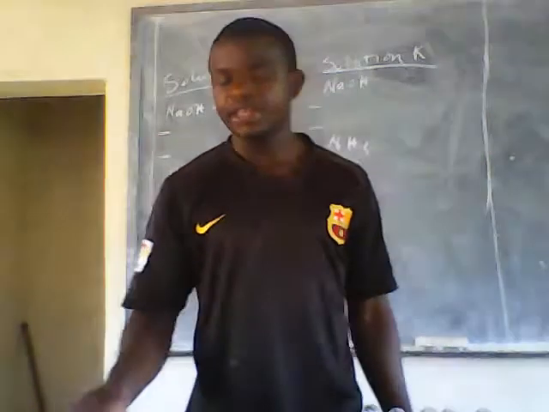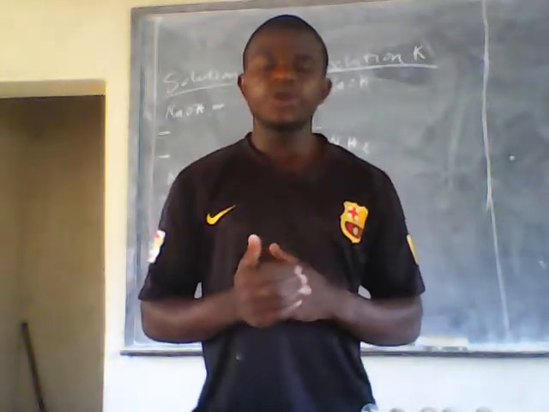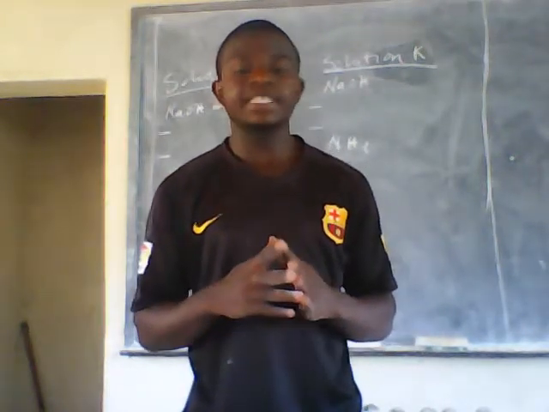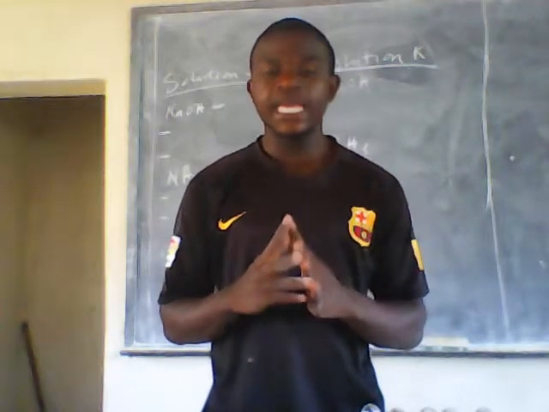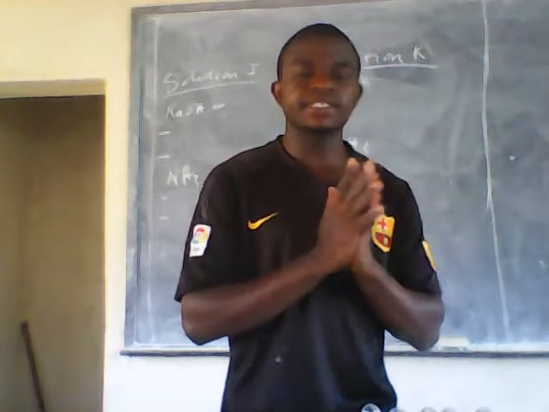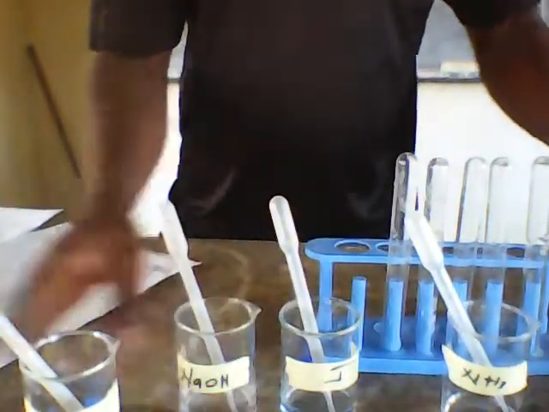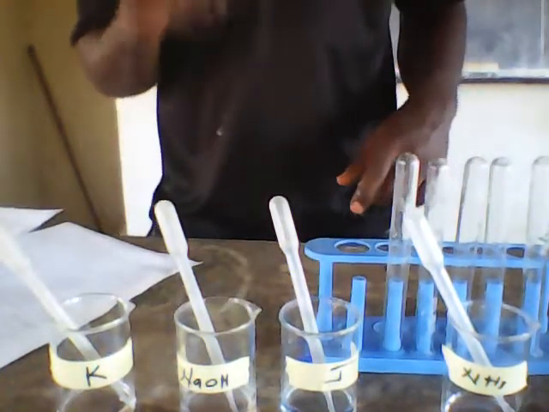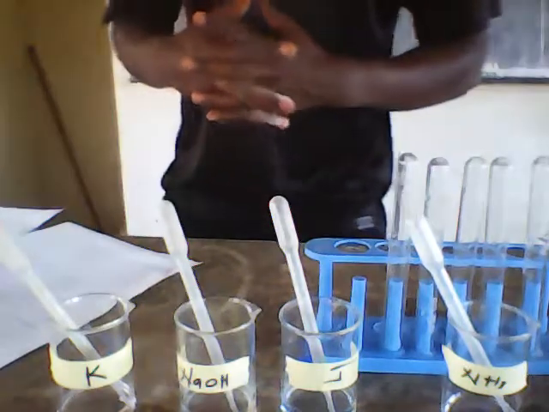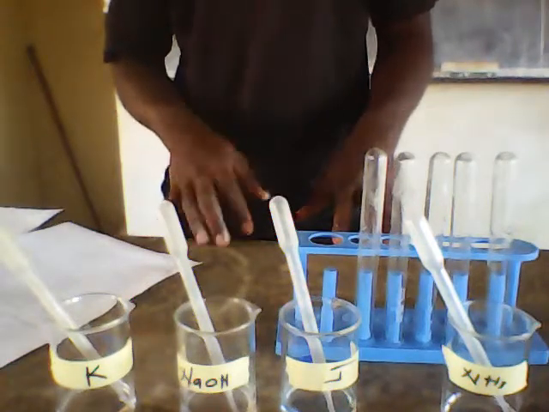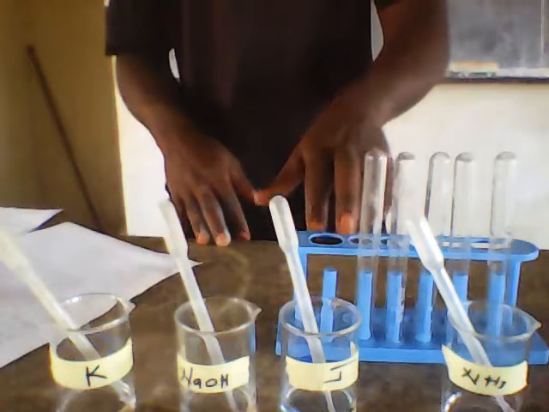The most important thing you're supposed to know is that when you're testing for a cation, you just use sodium hydroxide and ammonia. Now I'm going to do an experiment on how I can test for the cation present in solutions J and K using the procedures I've just shown. For this experiment, I have solution J, K, sodium hydroxide and ammonia, because I know when I'm testing for cations, I'm supposed to use sodium hydroxide and ammonia. I also have some test tubes and a test tube rack.